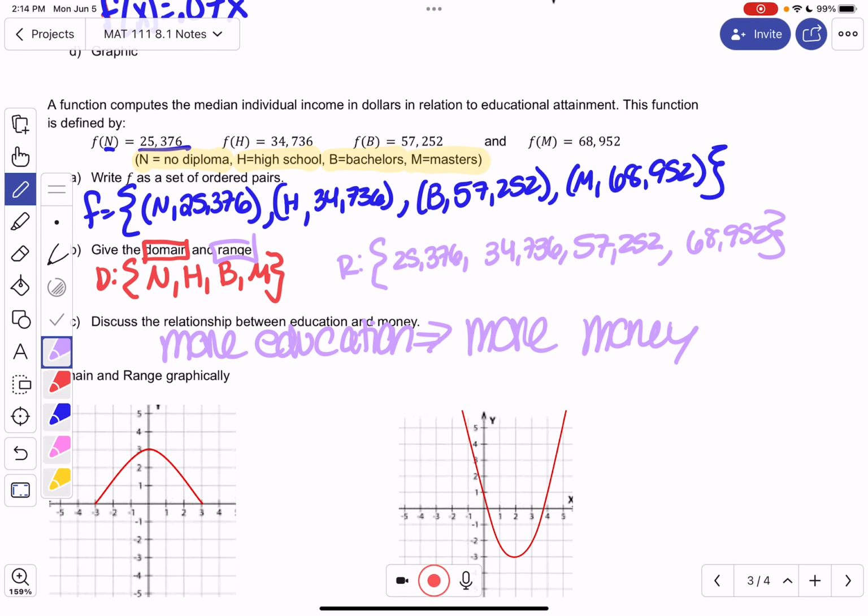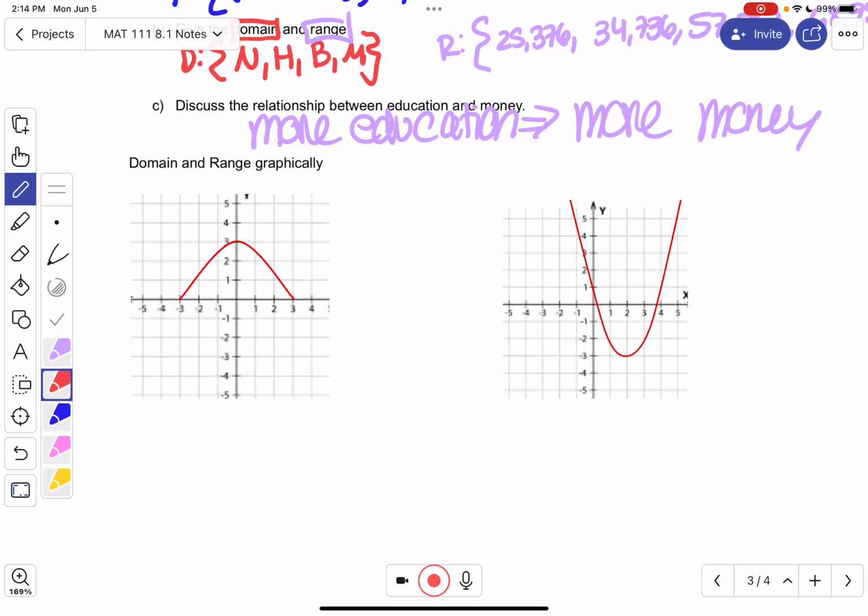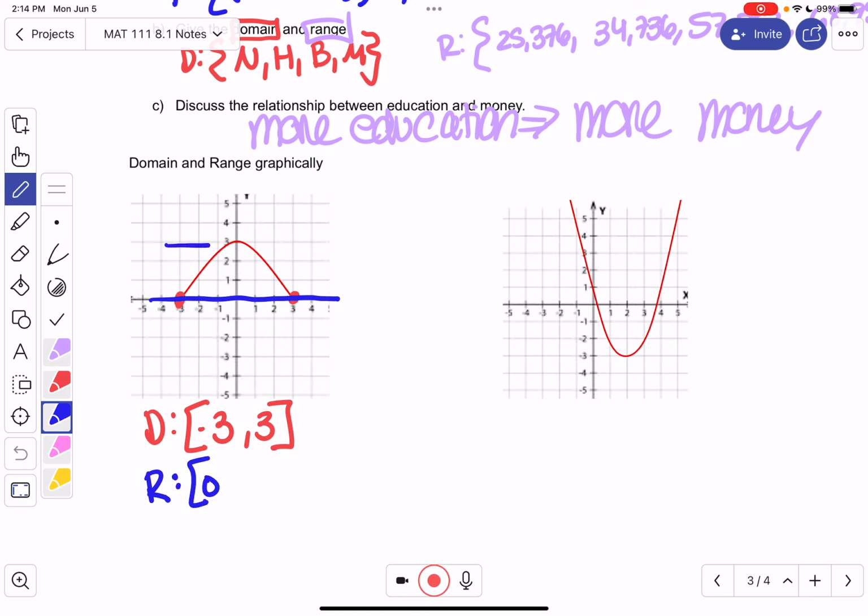So we talked about domain and range with points. Now let's do them on the graph. Domain is our x. So our lowest x value on this graph would be -3. Our highest x value is 3. Because those are not open circles, we would put brackets. So we can just write it as that interval. Range, we're going to do the same thing for the y's. The lowest it goes would be 0. And the highest it goes would be 3. So the range is 0 to 3.